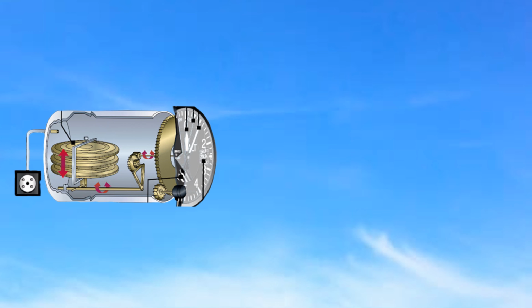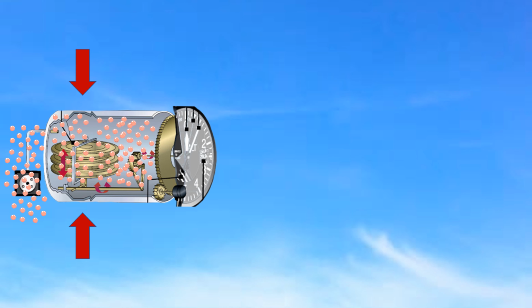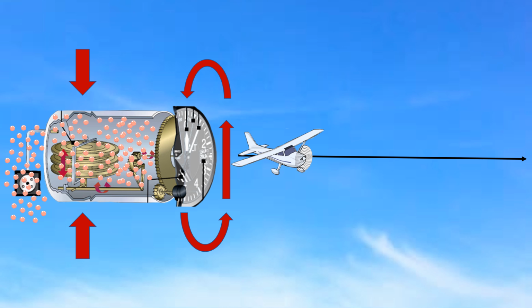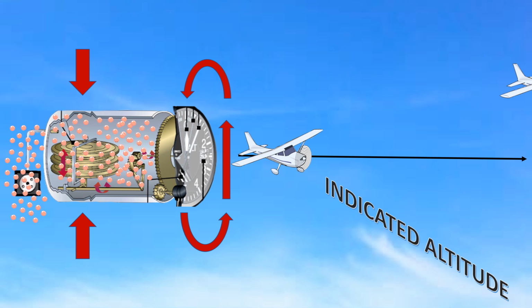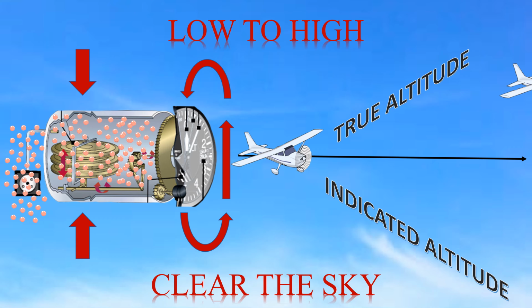Low to high, clear the sky. When the plane enters an area of warmer, higher pressure, the aneroid wafers compress, and the indicating pointers move counterclockwise. Watch how the plane changes in height. Without corrections, the indicated altitude on the face of the instrument is lower than the aircraft's true altitude, which is higher.